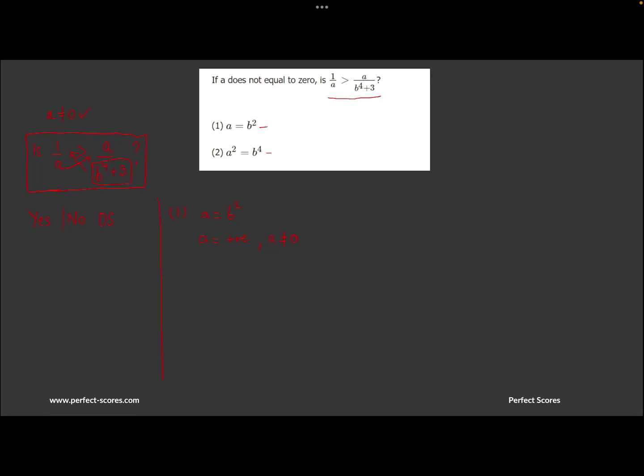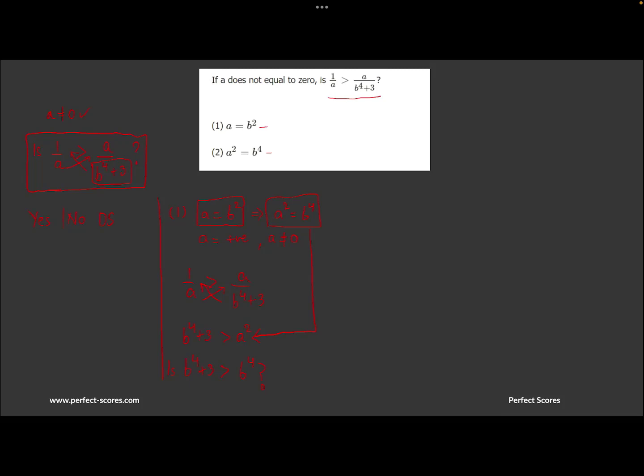That means now you can cross multiply this inequality. So the inequality is 1 over a greater than a over b to the power 4 plus 3. Well, now you can easily cross multiply. So the question becomes, is b to the power 4 plus 3 greater than a times a, which is a square? And since a is equal to b square, that will actually imply that a square is b to the power 4. So I can input this information here, right? So is b to the power 4 plus 3 greater than a square, which is actually b to the power 4?